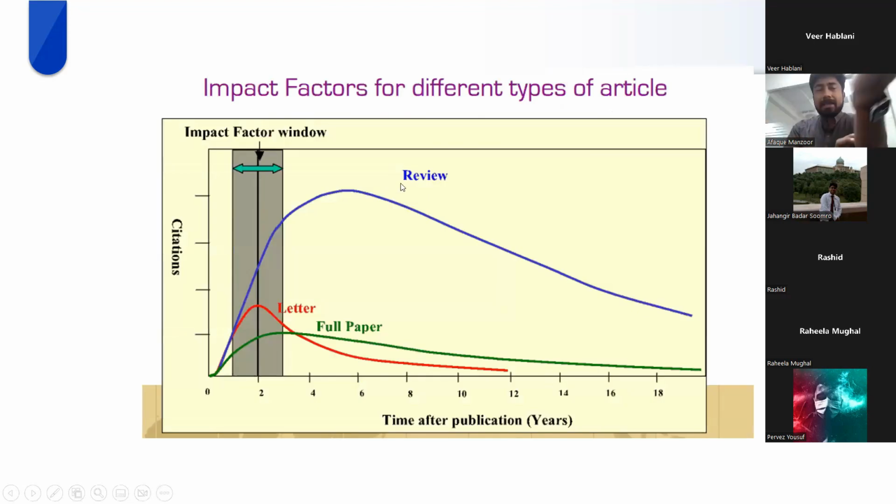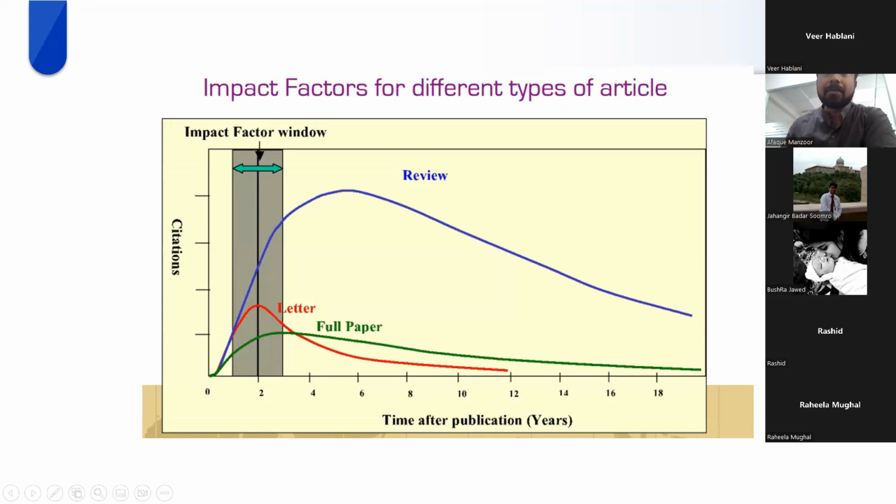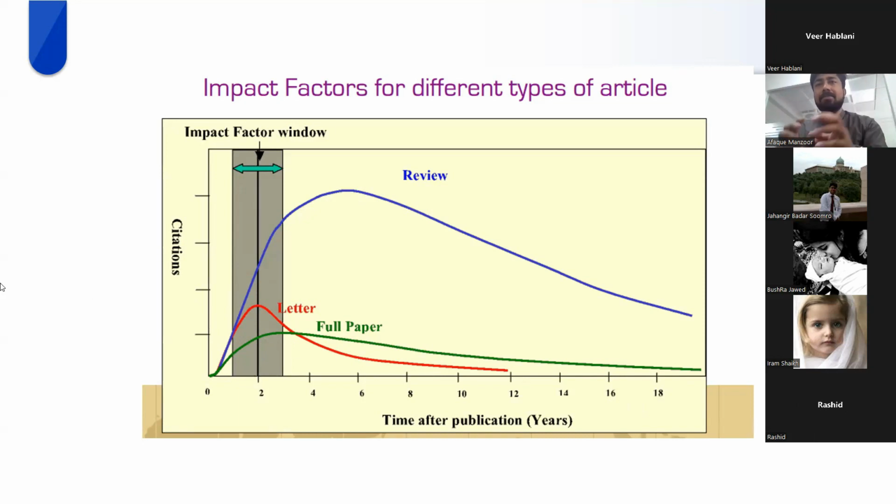So this is a graph that can really motivate a lot of students who are thinking about doing research. You can see over here that on the x-axis we have time after publication in years, up to 18 years, and the y-axis shows the citations. Normally a full paper, which is a normal article that you write, means, for example, Sir Jahangir has developed a model for an inverter, for example. So he will write what is called a full paper or normal research paper, right?